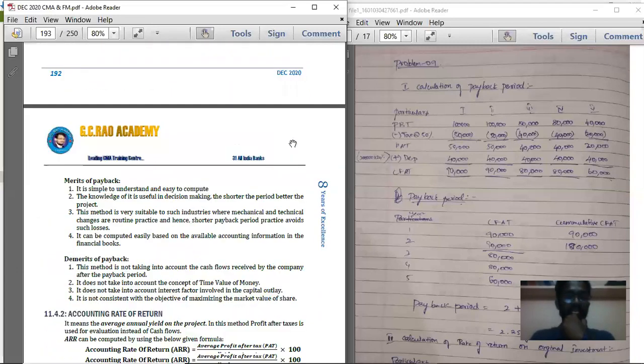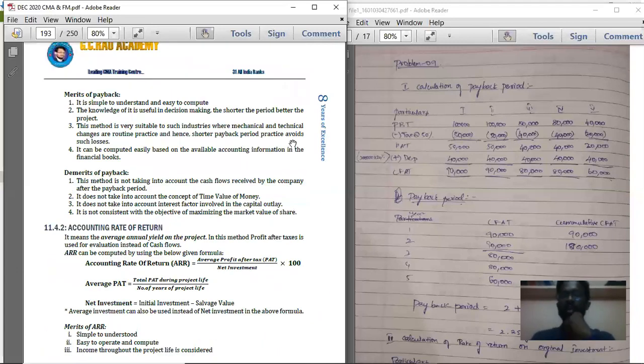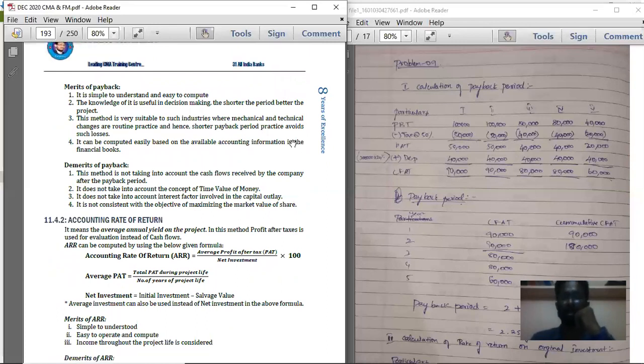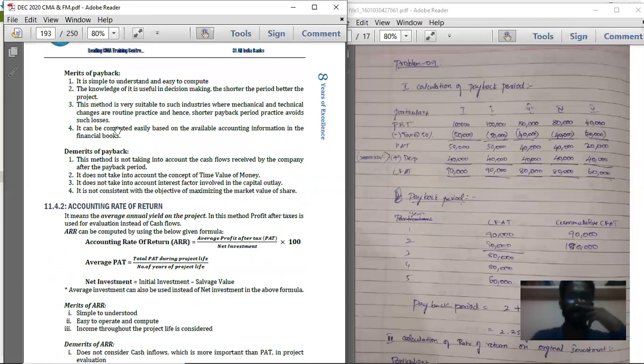If your return is not the same every year, you should cumulatively add it and find your payback period, like how it is solved in this sum. We can see that in the problem. Don't worry. So what are the merits and demerits of payback? The merit of payback is that it is simple to understand and easy to compute because it is a traditional technique. You can calculate it just by seeing it. The knowledge of it is useful in decision making. The shorter the period, the better the project.